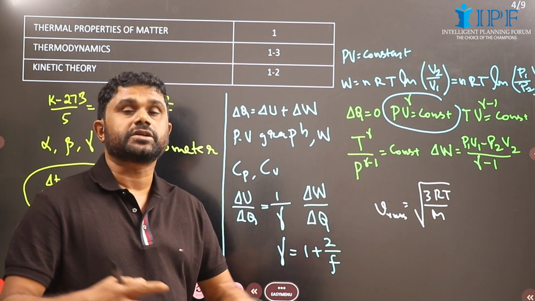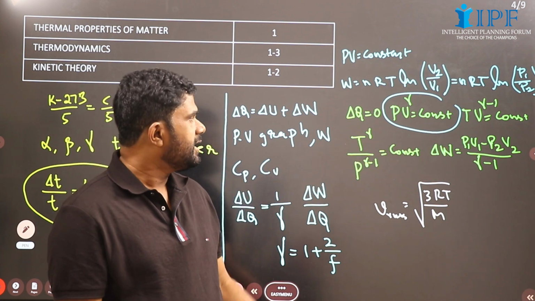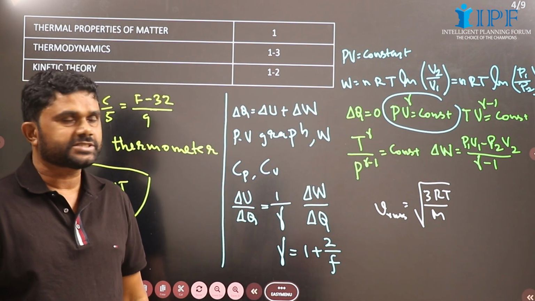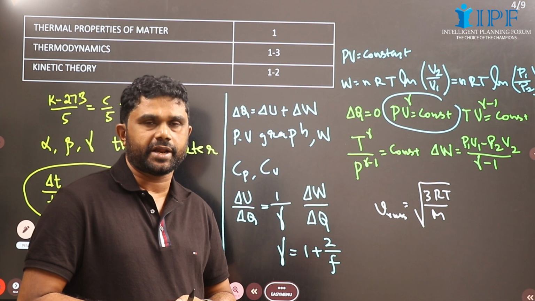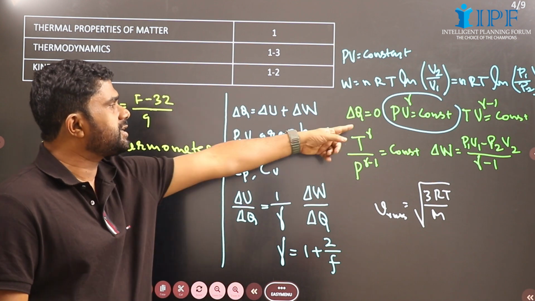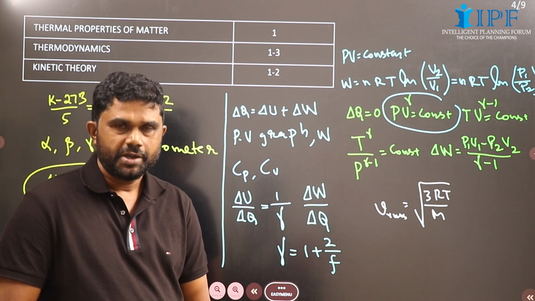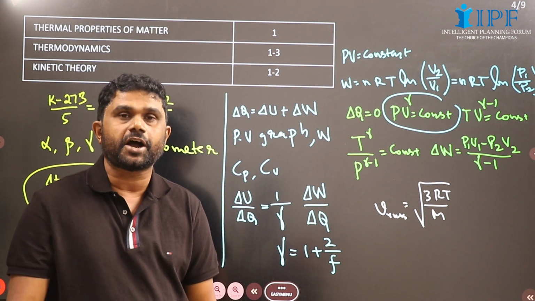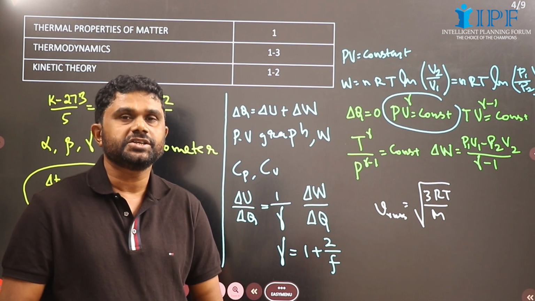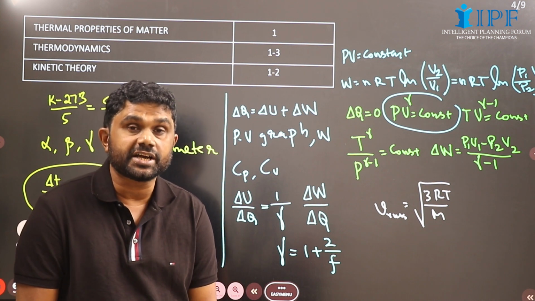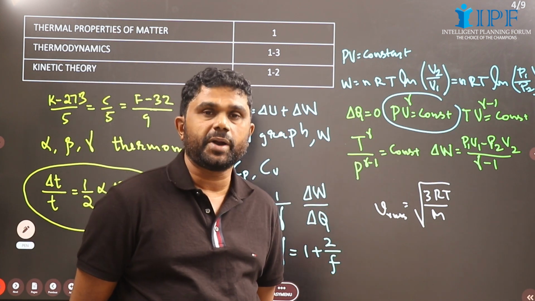Now, what is the work done, delta W, in an adiabatic process? Delta Q is delta U plus delta W, according to the law of conservation of energy, and it is the first law of thermodynamics. If you put delta Q equal to 0, then delta W plus delta U equals 0, which means delta W equals minus delta U. So in an adiabatic process, work done is the negative of the change in internal energy, and that is P1 V1 minus P2 V2 divided by gamma minus 1.